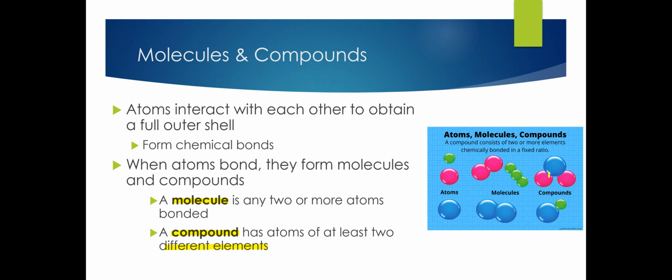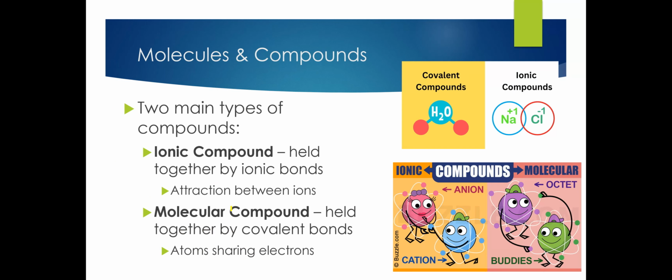You could have an oxygen and two hydrogens, H2O. And so this is going to represent two different elements, the two different colors, so we know that we have a compound here, okay? So you could have a molecule of water, but water is also a compound because two different elements make it up. So a compound is slightly more specific than a molecule.